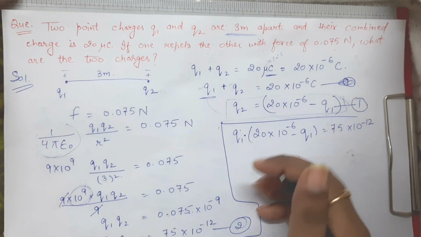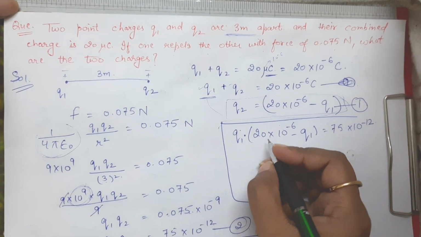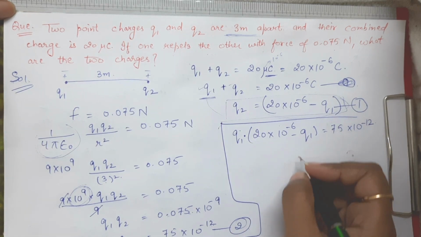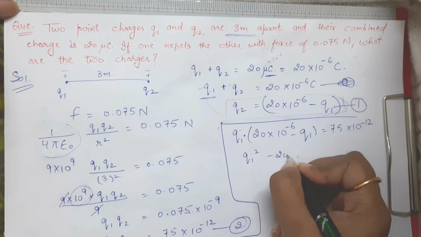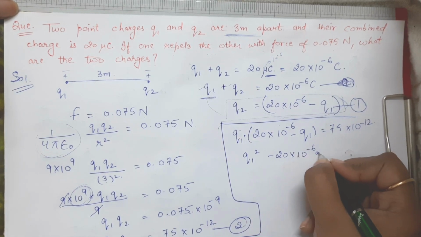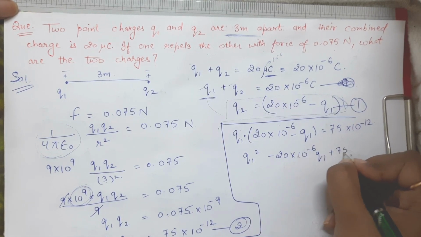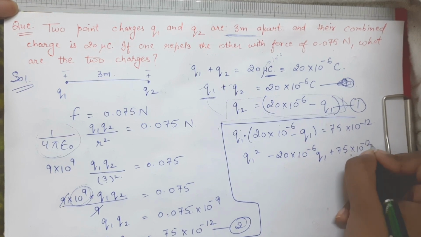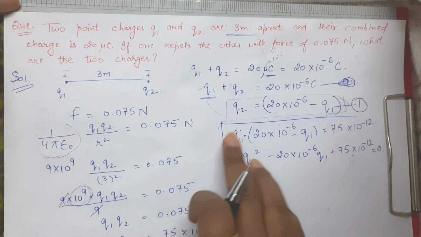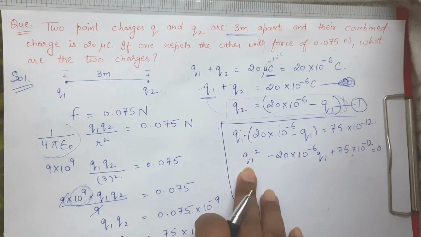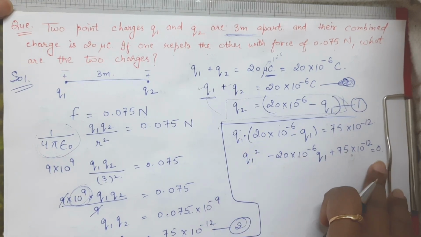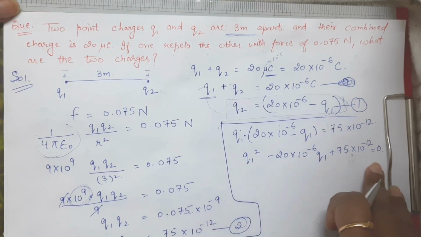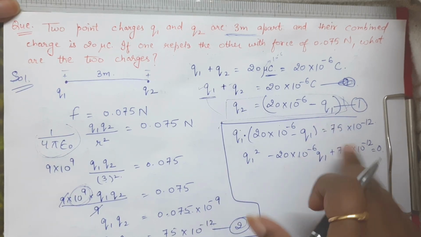Now after opening the bracket, I'm going to rearrange it here only. So I'm going to get q1 square minus 20 into 10 raised to power minus 6 q1 plus 75 into 10 raised to power minus 12 equals to 0. You can have one more step in between and then get back to this equation. I have just directly written down this equation.